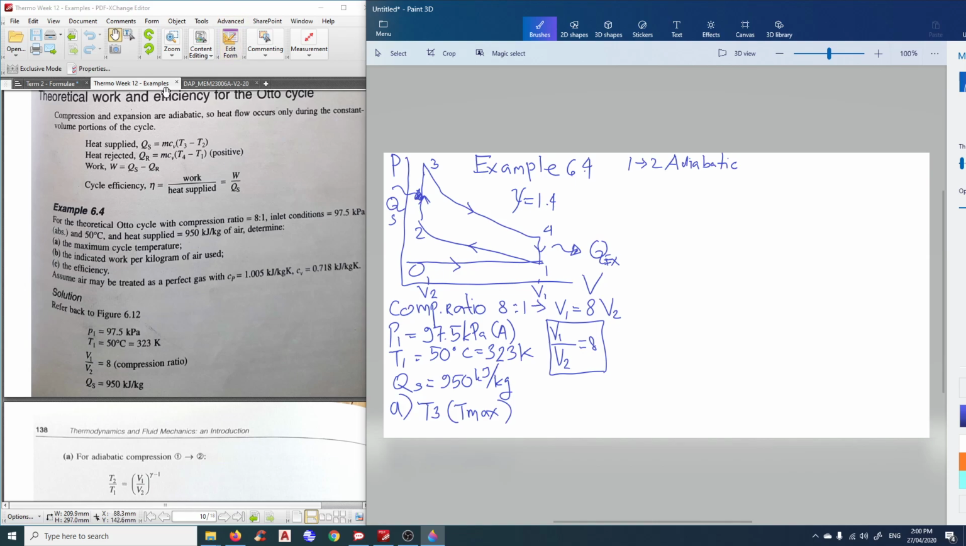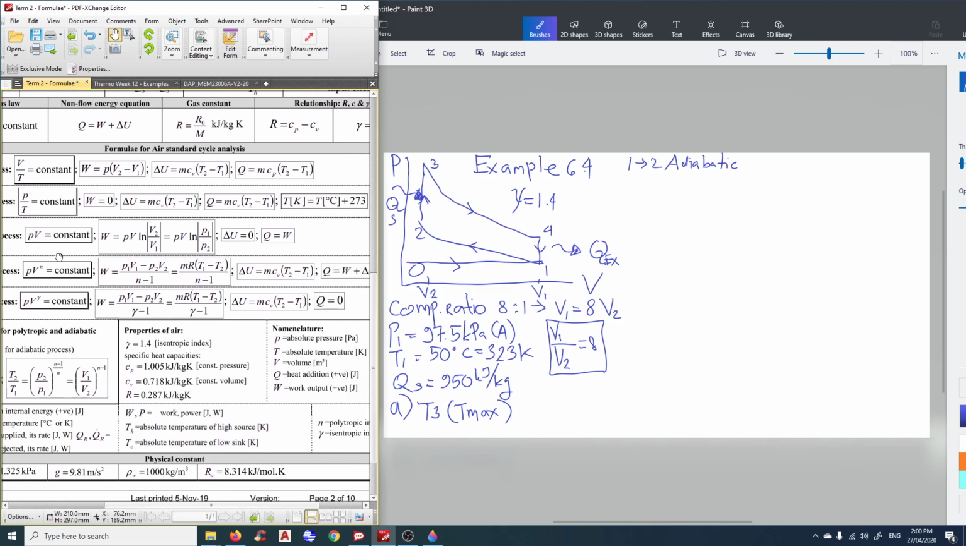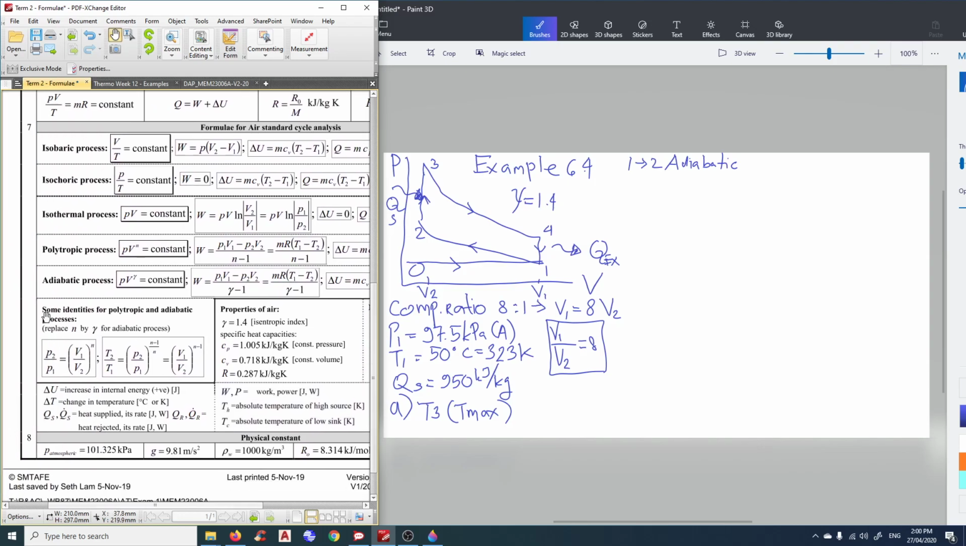Let's have a look at our formula sheet for the adiabatic process. For adiabatic, we can use this formula, but replace n with gamma. So our aim is to find T2 first in order to find T3. We know T1 is 50 degrees Celsius. Let's find T2, using this one, T2 over T1.